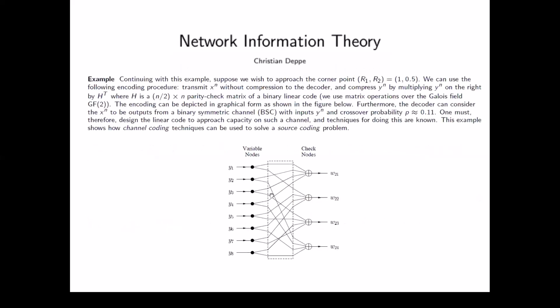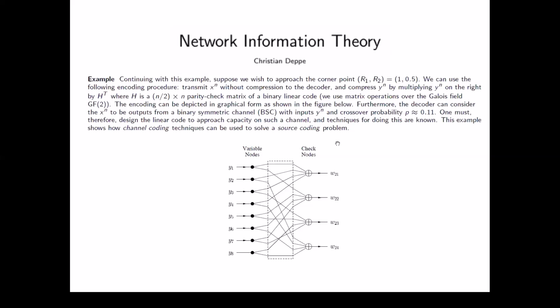Let's continue with this example. So in this example, of course, we have also the point R1, R2 equal to 1 and 0.5. And the idea, if we have R1 equal to 1, that means we can transmit xn without any compression to the decoder. And yn, we compress it by a factor 0.5. So the idea is that we somehow transmit the parity check matrix of a binary linear code. How can we do this?